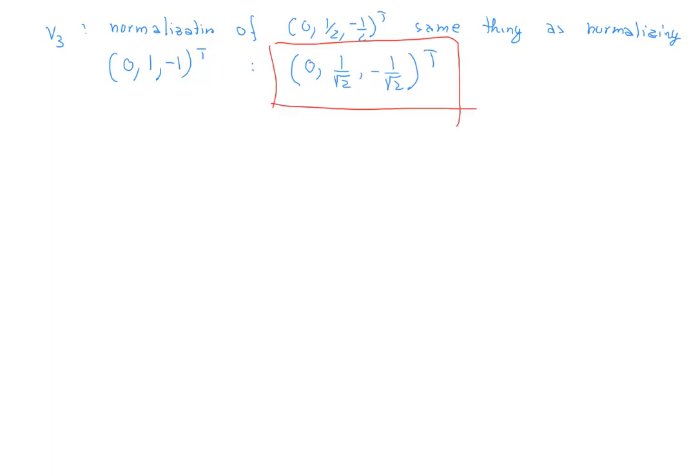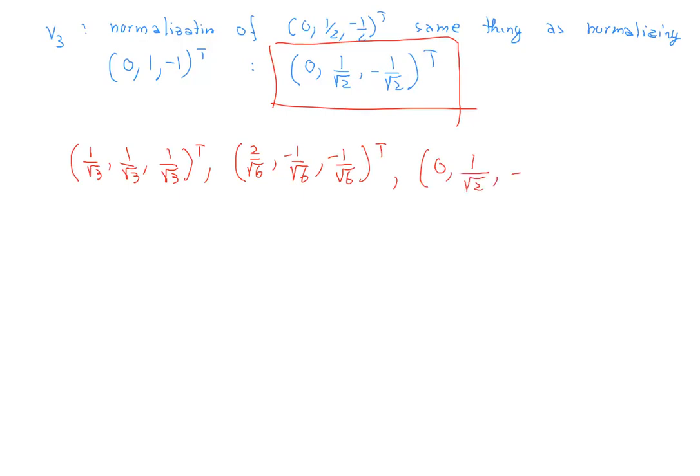Right, so what did we find? Let's recap. What are the vectors that we found? It was 1 over square root of 3, 1 over square root of 3, 1 over square root of 3. The second vector was 2 over square root of 6, negative 1 over square root of 6, negative 1 over square root of 6. And the last vector was 0, 1 over square root of 2, negative 1 over square root of 2.